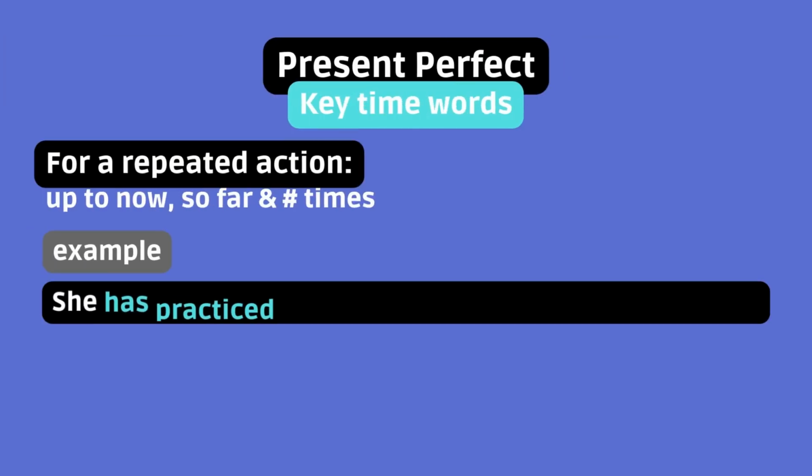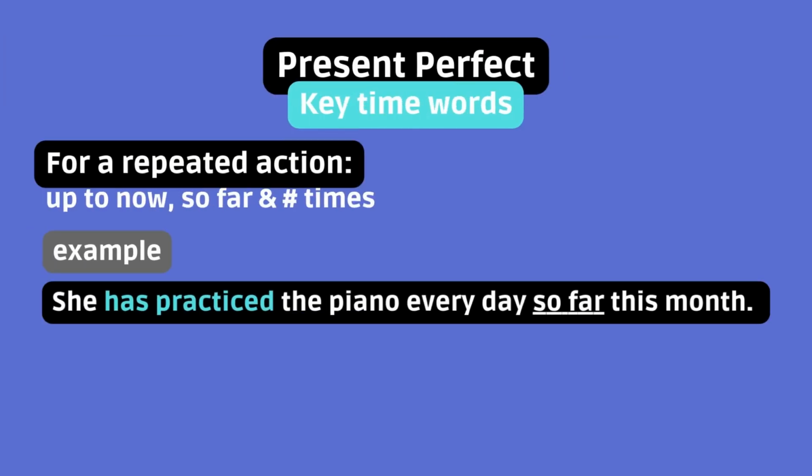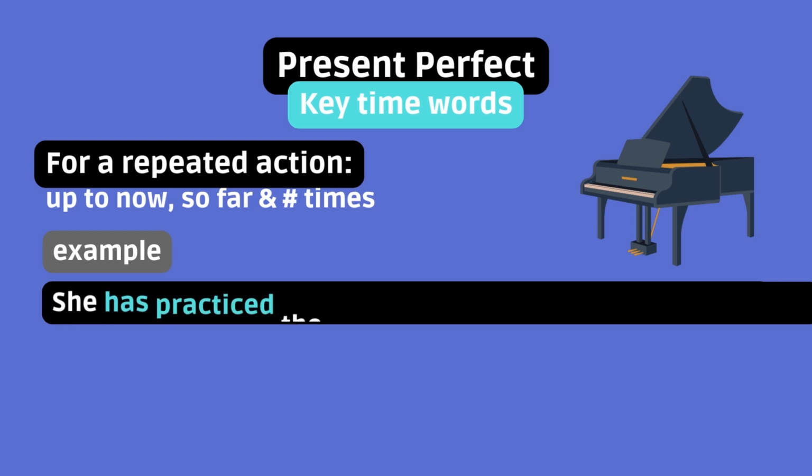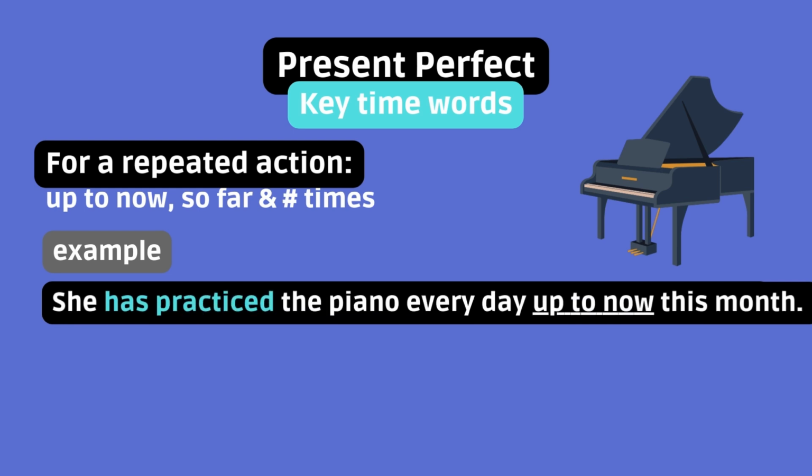Example, she has practiced the piano every day so far this month. Or, she has practiced the piano every day up to now this month. Both versions imply that she has repeatedly played the piano and will keep on doing it on a daily basis. Additionally, up to now tells us that we are near the end of the month.